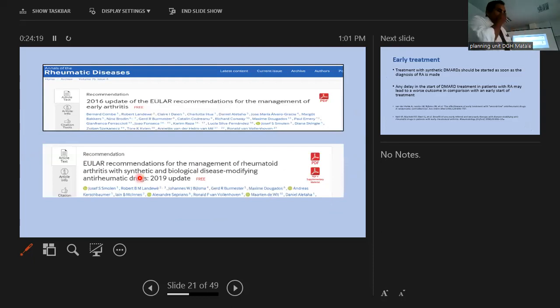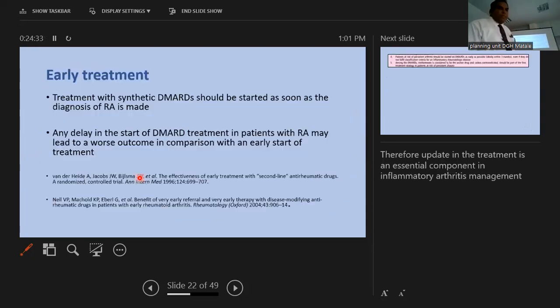So these are the two guidelines which we rheumatologists refer to: the 2019 updated guideline on RA management, and also the 2016 guideline on management of early arthritis. The salient point in managing early arthritis, in both guidelines, is that treatment with synthetic DMARDs, or disease modifying treatment, should be started as soon as the diagnosis of rheumatoid arthritis is made.